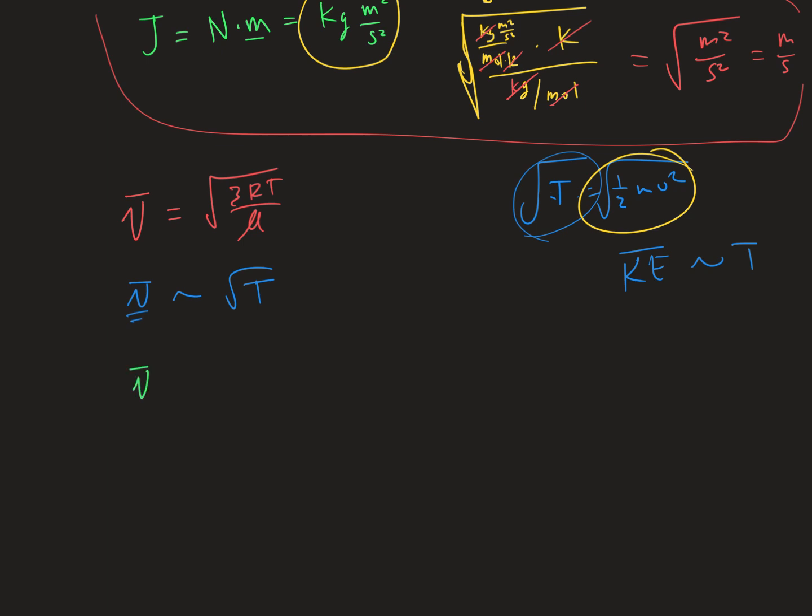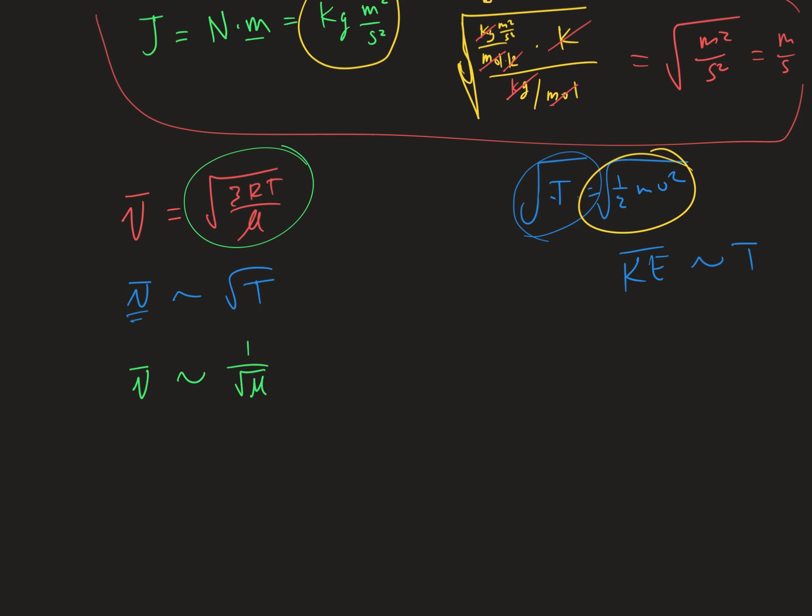Another one that's important to know is that the root mean squared speed is proportional to 1 over the square root of the molar mass. So what does that tell us? As the molar mass of our gas increases, so if we have a substance that has a greater molar mass, what happens to the speed? It decreases. We divide by a bigger number, so the speed becomes smaller. Does that make sense to everybody?